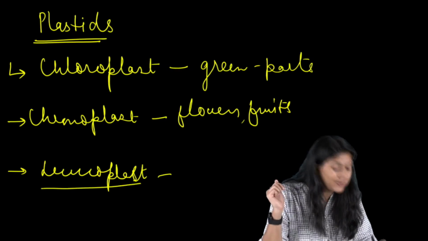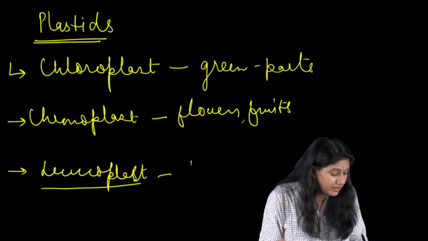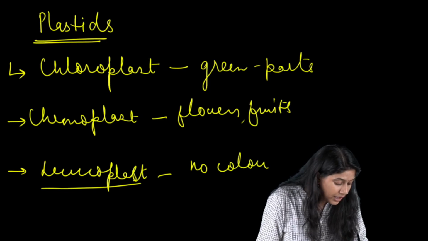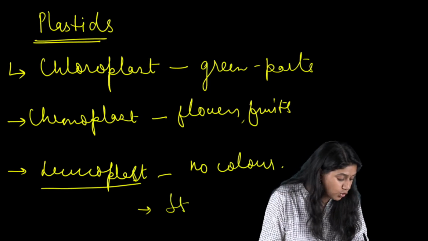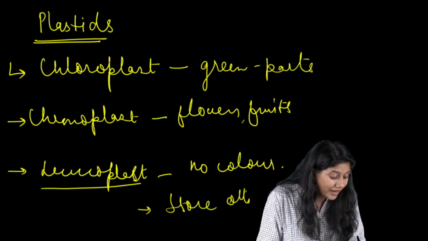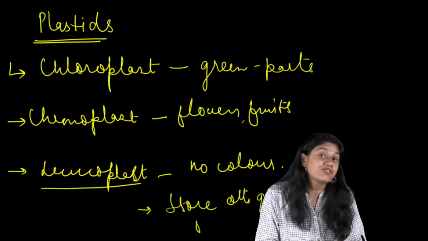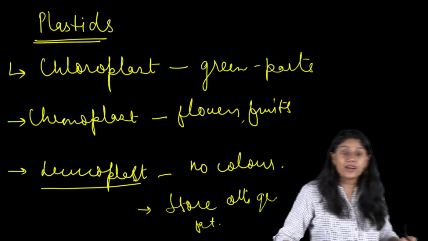Whereas in the leucoplast, we have no pigment, no color. They are specially meant for storage: storage of oil granules, storage of fats. Okay? Got it, everyone?